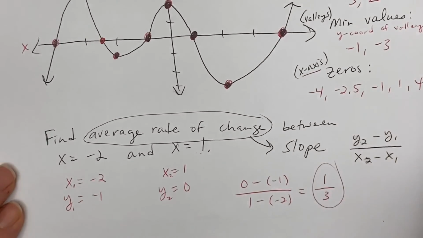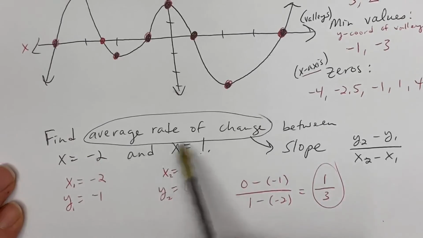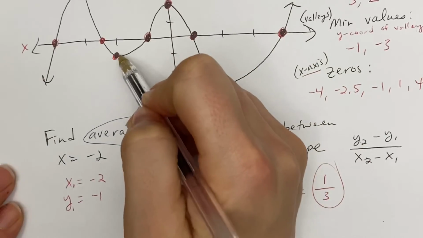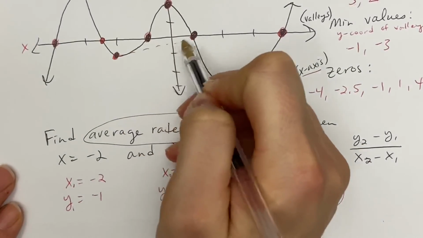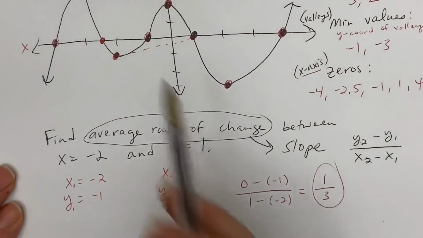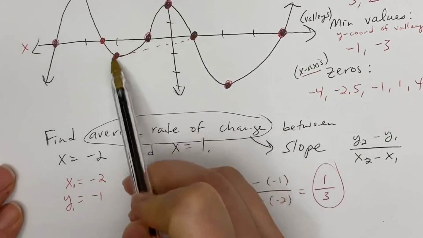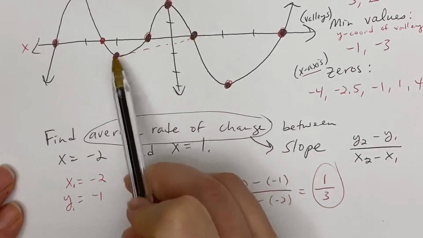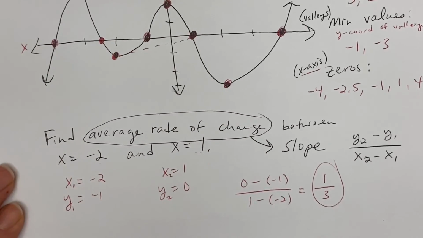But this is the average rate of change, which basically what that means is if I looked from x equals -2 to 1, if I go from this point to this point, it's basically saying what is the slope between those 2 points. And so you can actually even see that it would be 1/3, because to get from here to here, I would go up 1 unit and over 3 units. So that's how you've probably talked about slope in the past.